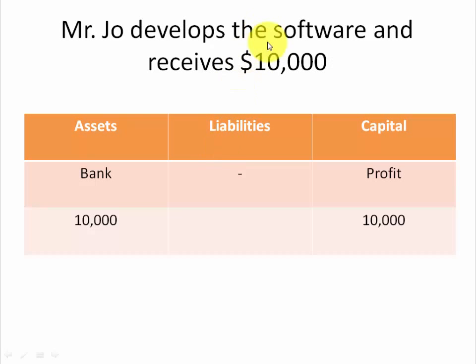Mr. Joe develops the software and receives $10,000. In this case, asset side and capital side both are affected. We receive $10,000, so I have written plus 10,000 here. Liability is 0 and profit increases, so plus 10,000 will be written here. In this way, the accounting equation equates.